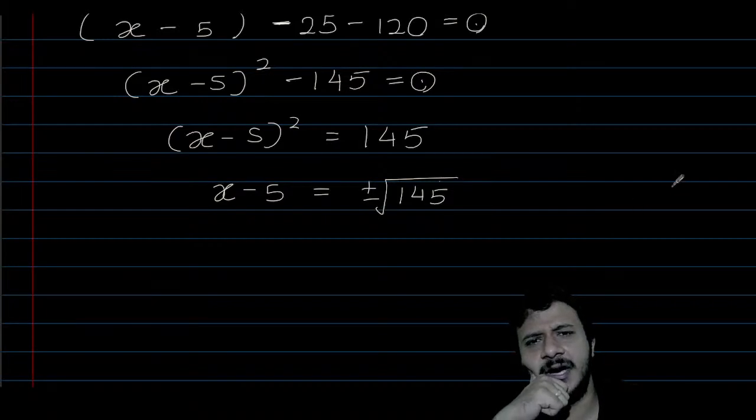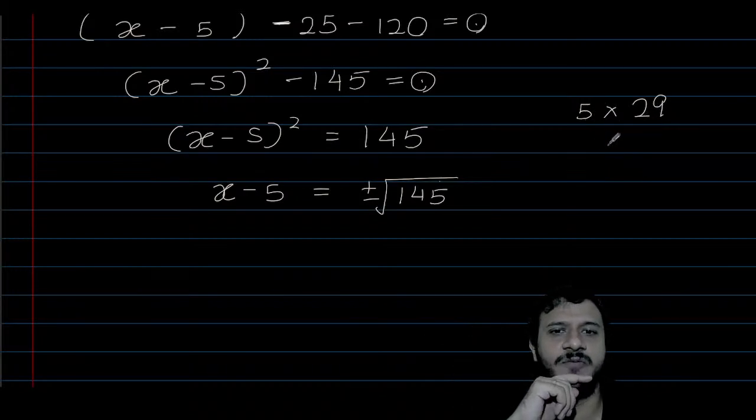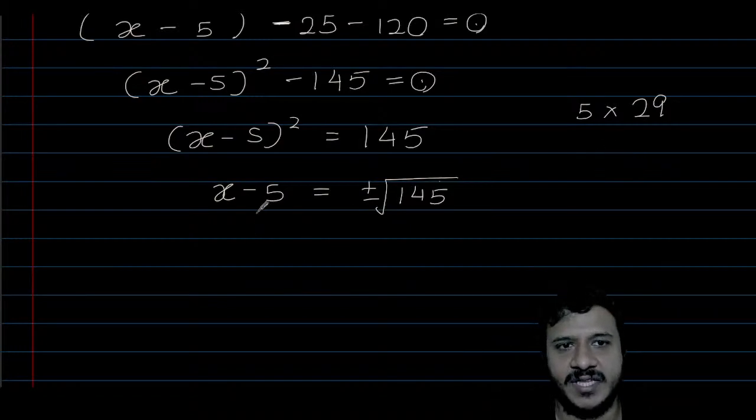Can we make 145 into a surd? Let me think about it. 145 means 5 times 29, isn't it? Yeah, 5 times 29. No, 29 is a prime number and 5 is a prime number. We can't make any groups or any square numbers out of that. So that's it. We can't simplify that.